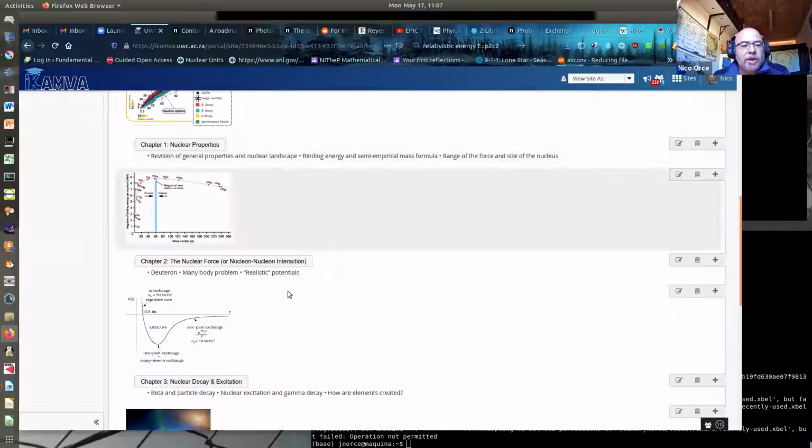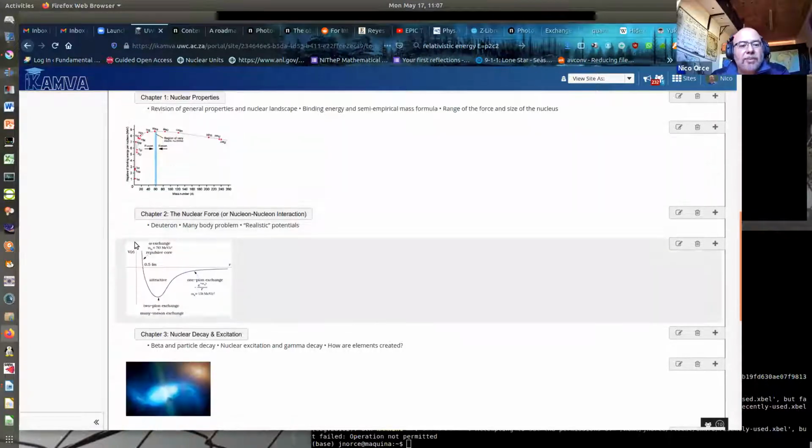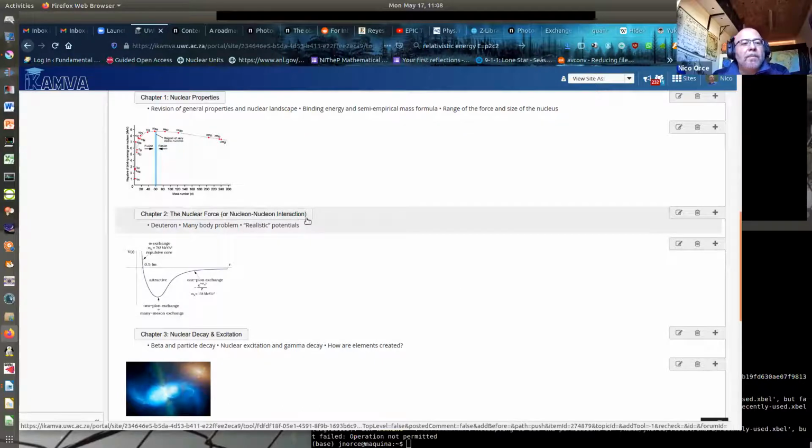Nuclear properties. Today we carry on with nuclear properties, and we introduce the nuclear force. As I say, every chapter has a particular plot that I'm interested for you to remember. In this case, this is the nuclear force potential, the nucleon-nucleon potential interaction.